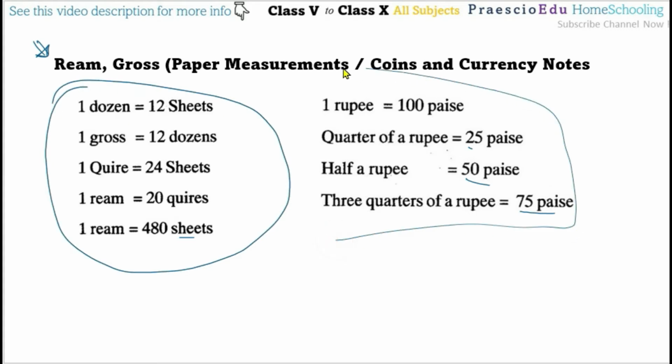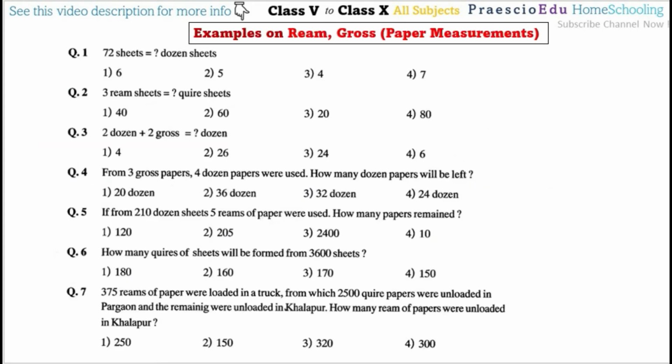Okay, this information of rupees and paise most students know, but many students are confused, especially about ream, quire and gross. Dozen most students know and can remember, but gross, quire, ream and their conversions, that is the main confusion. So now we're going to see the questions.